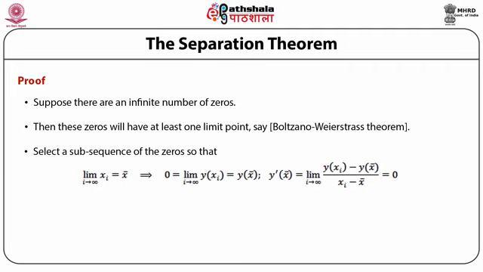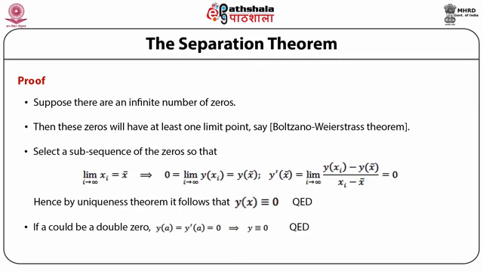Further, y prime of x bar is equal to limit i tending to infinity y of xi minus y of x bar divided by xi minus x bar. This is equal to 0. Hence, by uniqueness theorem, it follows that y of x is equal to 0. If a could be a double 0, then y of a is equal to y prime of a is equal to 0, which implies that y is equal to 0.